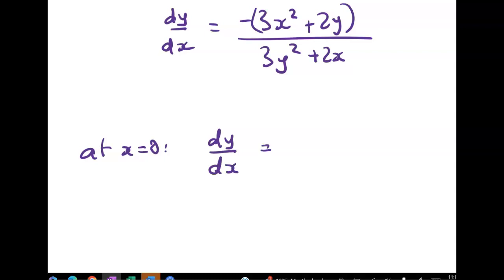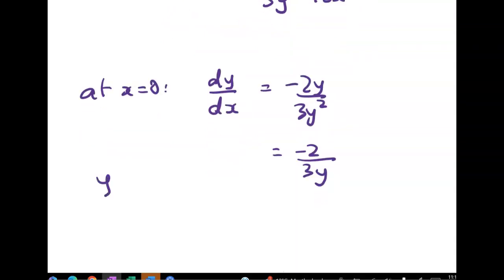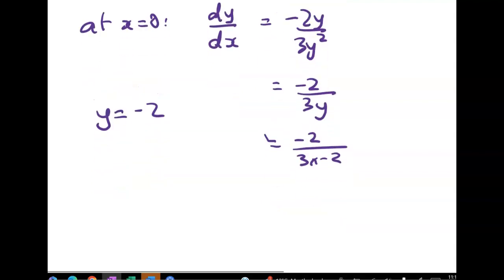So when x is 0, our gradient is simply negative 2y over 3y squared. That's better, which equals negative 2 over 3y. And at x equals 0, we know that y is equal to negative 2. So we get negative 2 over 3 times negative 2. So my gradient is m is equal to 1/3. Right, and we can do the same thing where y is equal to 0.